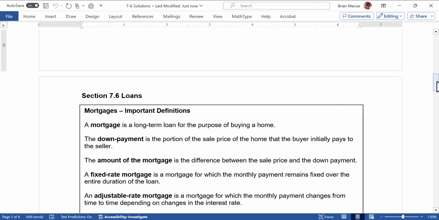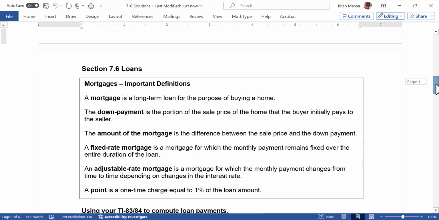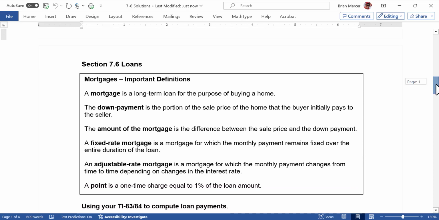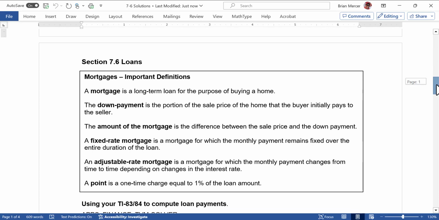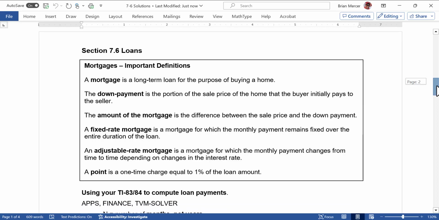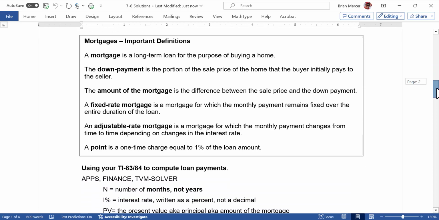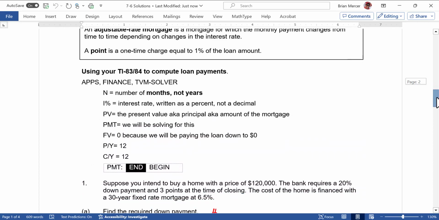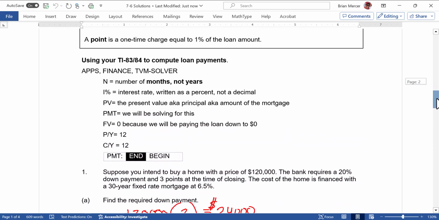This one I'm going to make a little bit quick. This section is on loans, so you're going to see mortgages and student loans and all kinds of things. Some terminology that you'll want to be aware of is listed here. I'm not going to go through all that. The main thing I want you to practice is using your calculator to calculate these loan payments.